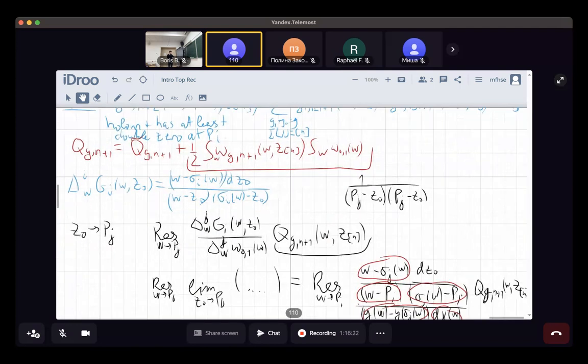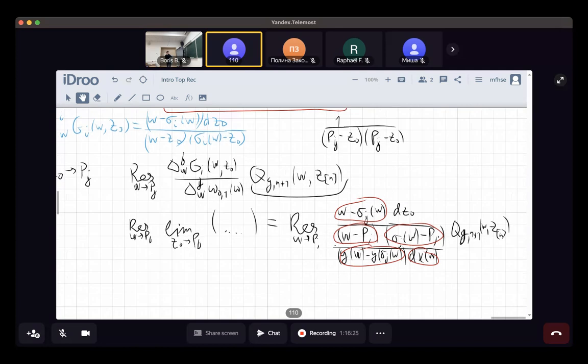Which means that for this residue, we can always assume that W is a local coordinate such that sigma of W is equal to minus W, and the symmetry will mean that this Q does not have odd powers of W, right? So in particular, it has the coefficient in front of W squared in its expansion.